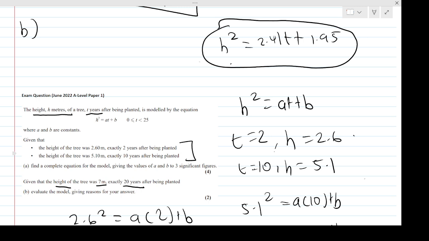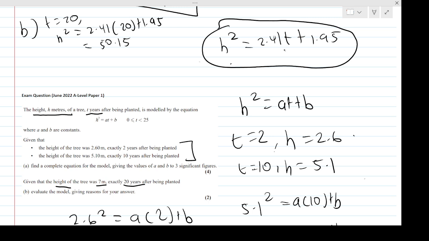So let's substitute. We could either substitute 7 in to solve for t, but I think it's a lot easier just to substitute t = 20 in, right? And then I can get h quite quickly. So I'm going to substitute t = 20 in because that's telling us to consider the height at 20 years. So when t is 20, h squared is going to be 2.41 times 20 plus 1.95. That will go to 50.15.